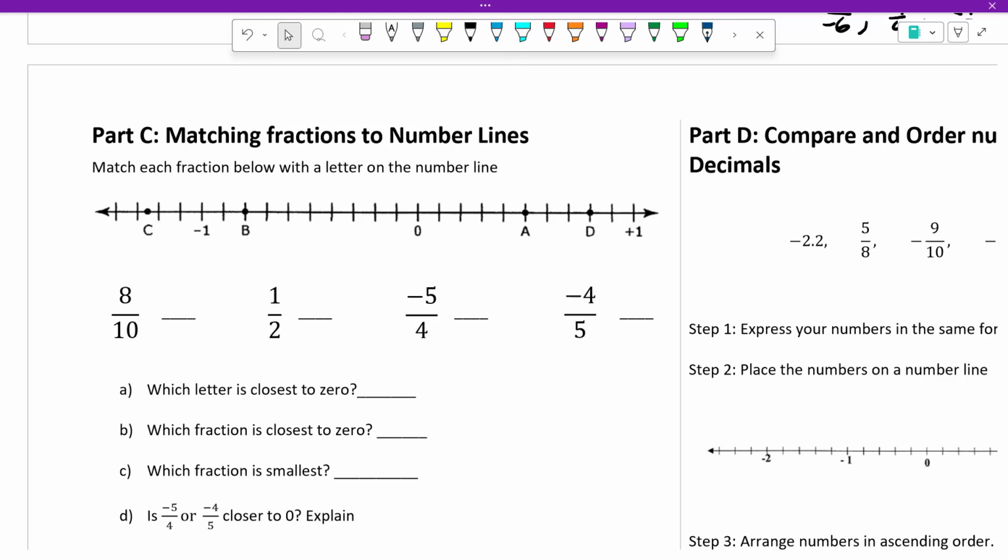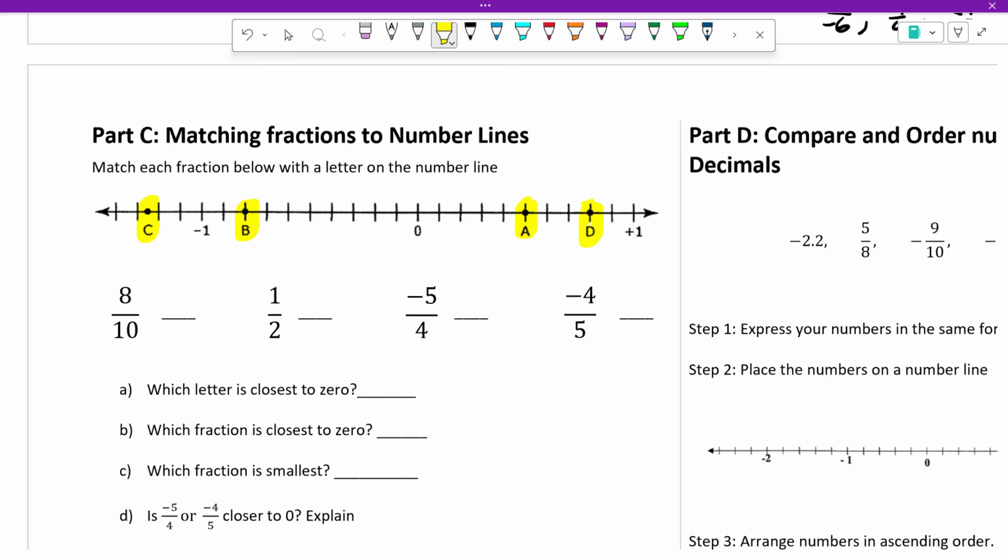All these 4 fractions are on this number line. They're either the letter C, B, A, or D. We have to match the letter to the fraction, hopefully using a combination of all of our strategies. And I'm going to teach you another strategy right now. These are the typical multiple choice questions, no calculator kind of things.